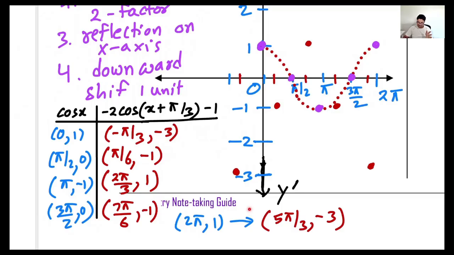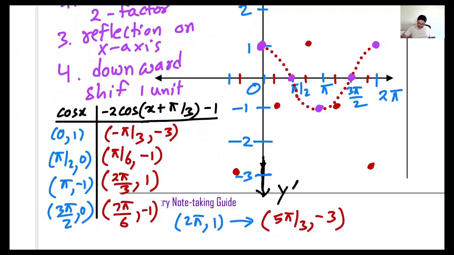And finally, down at the bottom, we'll see the point 2 pi comma 1 becomes 5 pi over 3, minus 3, right? 5 pi over 3 is 300 degrees. That's somewhere here. Now I'm thinking maybe a little bit more to the left. But anyway, from there to negative 3. Now you have these 5 red points and you need to join them to make a cosine wave.